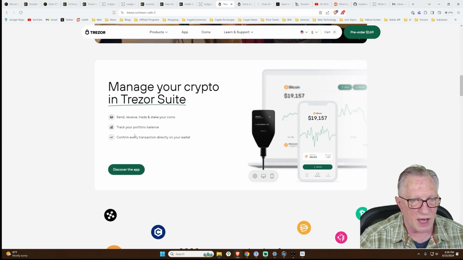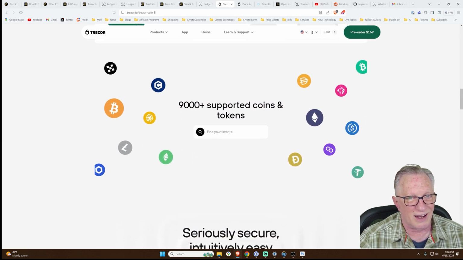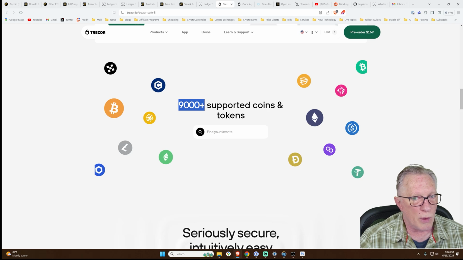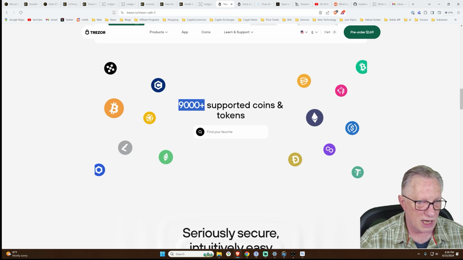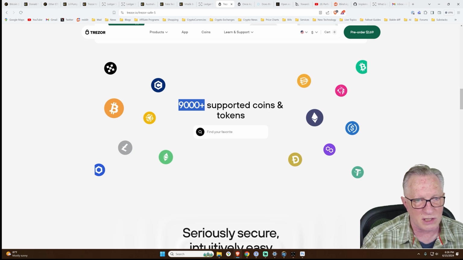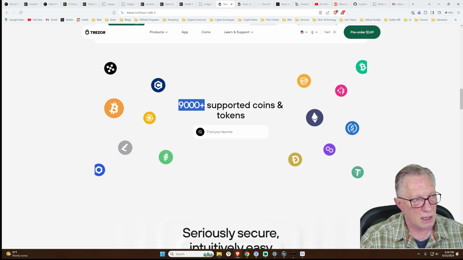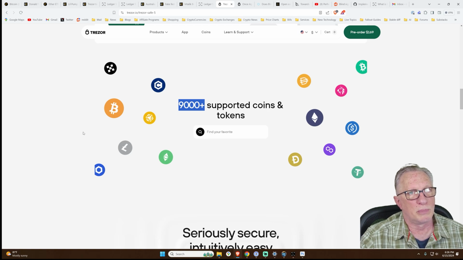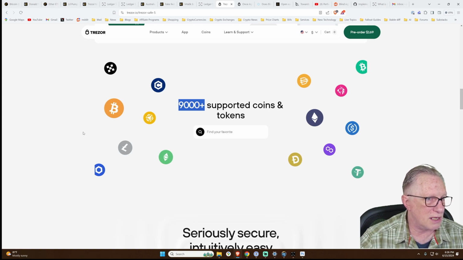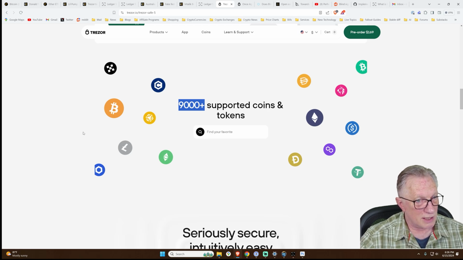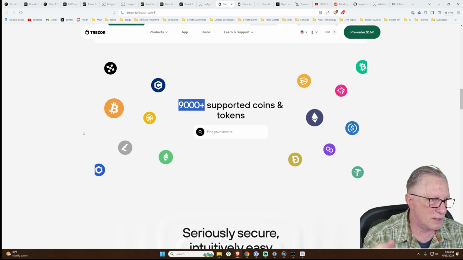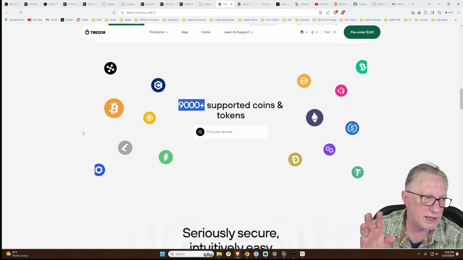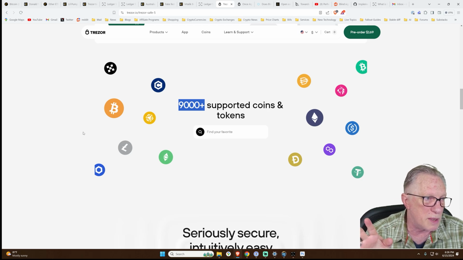So we've got Trezor Suite, which has been around a while. We've got a lot of support. Now, they say 9,000 plus. It's really easy to say 9,000 plus when you're including ERC-20 tokens, because there are literally thousands of ERC-20 tokens. But when it comes to base crypto blockchains, the Trezor does not support as many specific blockchain cryptos as the Ledger. The Ledger supports Polkadot, and a lot more cryptos than Trezor does. But Trezor supports Bitcoin and Ethereum, and for most people, that's really all they need.